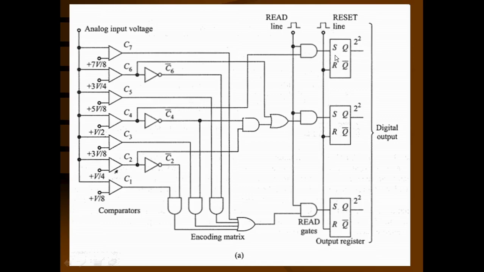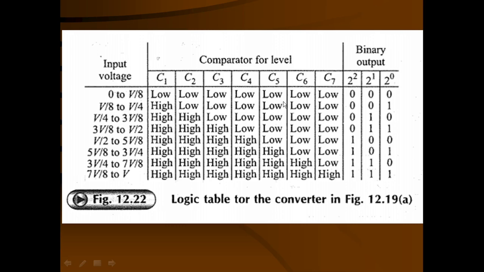Now if you require this to be high, then what is the condition required from here? You can see that C4 is going to be high, then it is connected like this. From this requirement we can prepare this encoding matrix. From the truth table, when the 2 raised to 2 bit is to be high, for the first 4 combinations the 2 raised to 2 bit is required to be low. Then for the last four combinations, this combination, this combination, this combination, and this combination, you require the 2 raised to 2 bit to be high.